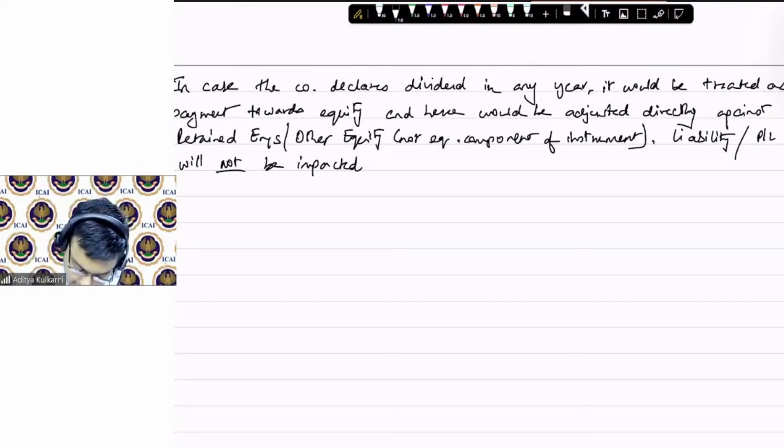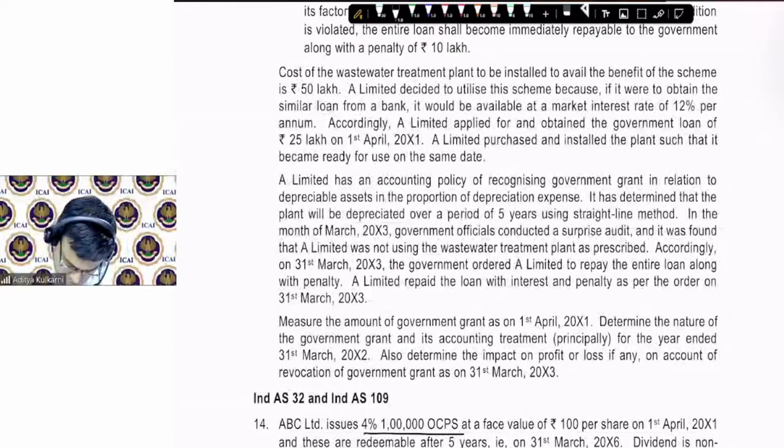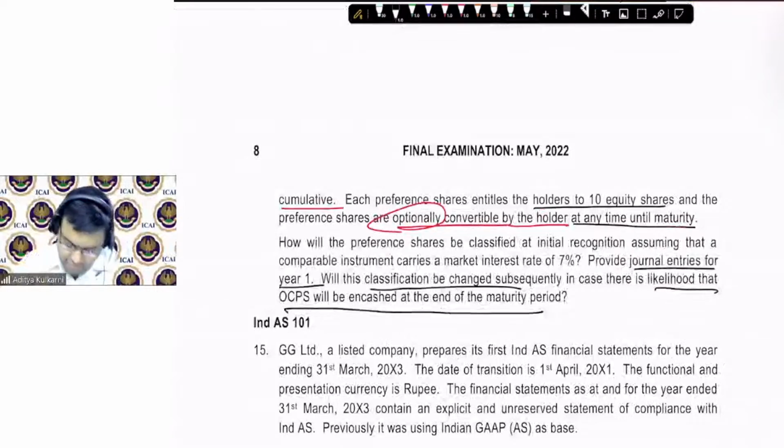Acha. Then what have they asked? Will the classification change subsequently in case there is a likelihood that OCPS will be encashed at the end of the maturity period? Will the classification change subsequently? Answer is no. Classification is not going to change because we already have a liability component. We already have a liability component, so that is not going to change in any case.